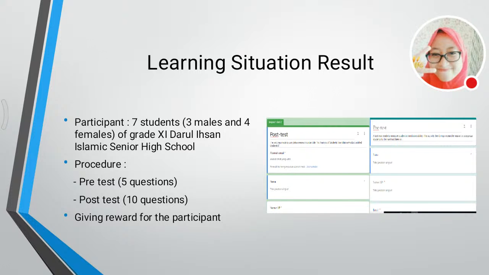And at the post-test, I gave them 10 sentences, not questions actually, according to a narrative text entitled Cinderella, that I think they have already known, even though they haven't read the English version yet, but they already know the way the story runs. And after answering the questions, I gave them a reward.